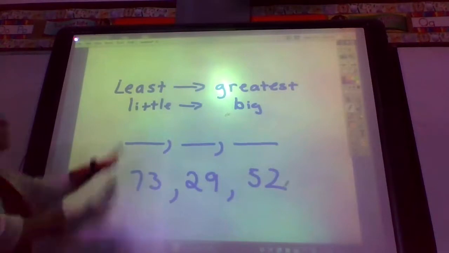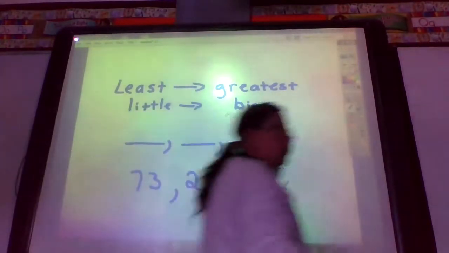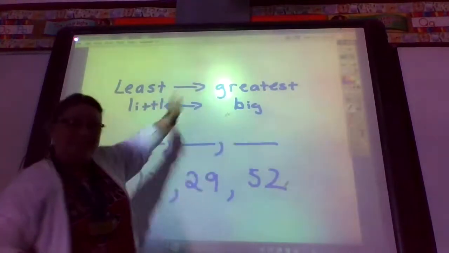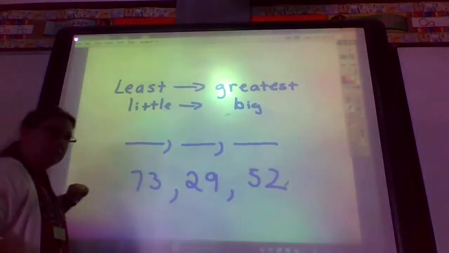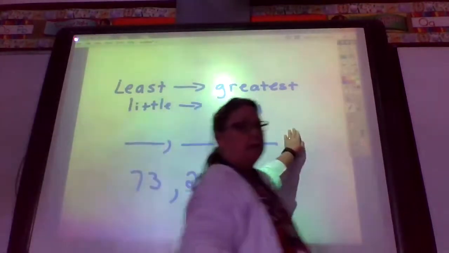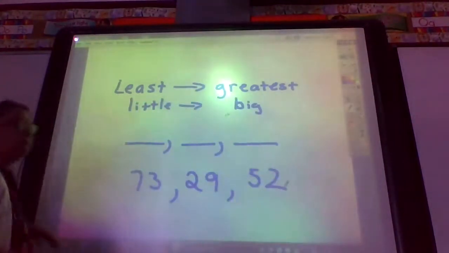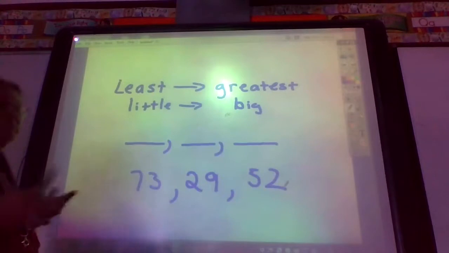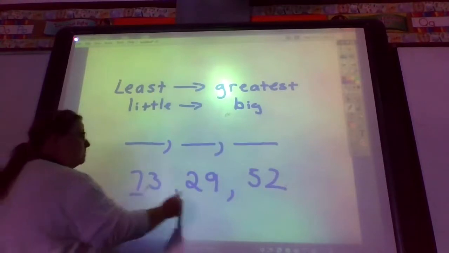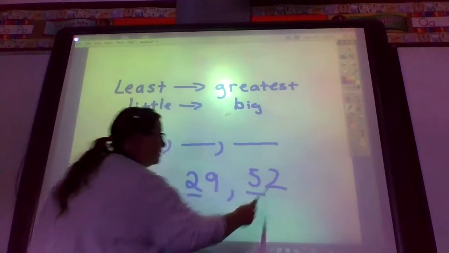This time, going from left to right, I want the little to the big. Least to greatest, going from left to right. I always do these from left to right. I'm going to do just like I would with ABC order. I'm going to look at my first numbers.